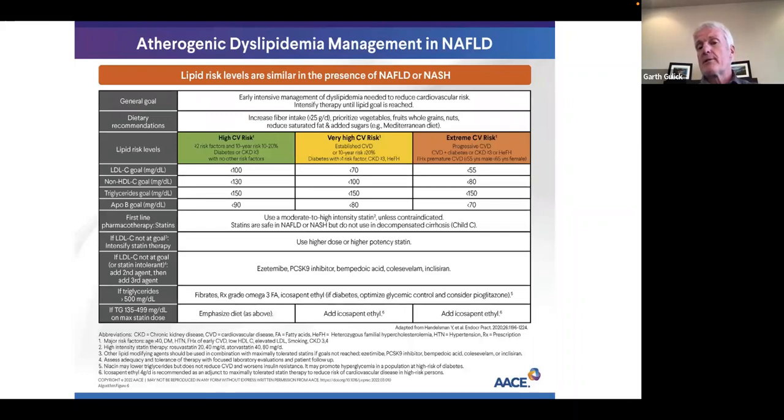I show this because it's part of the guidelines. I do not agree with AACE in their aggressive statin cutoffs, which are not consistent with ACA or United States Preventive Task Force, but you should know that they're pushing very low LDL goals.